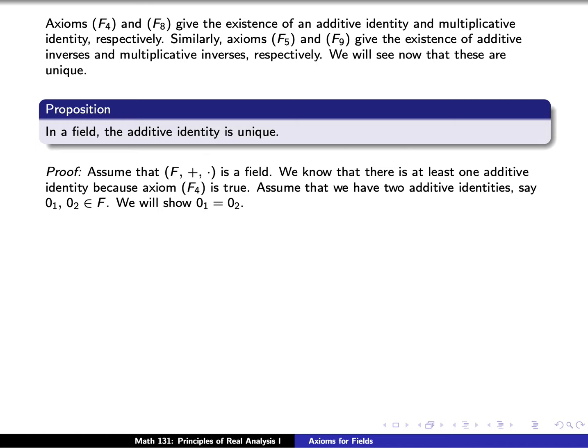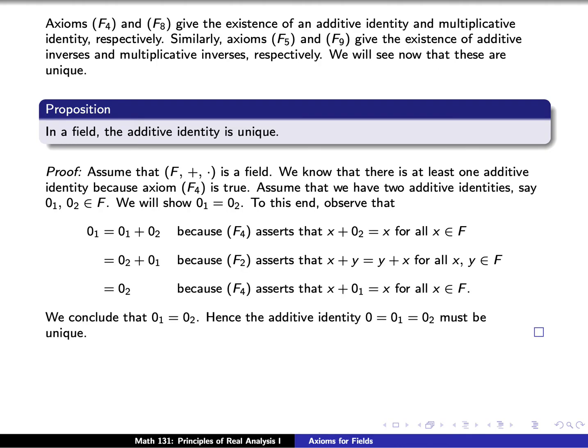We're going to use the axioms we saw before to actually prove that these two additive identities must be the same. Well, let's first start with the idea that 0 sub 1 has to be 0 sub 1 plus 0 sub 2 because axiom F4 asserts that x plus 0 sub 2 equals x for all x in F. So it certainly holds if x is equal to 0 sub 1.